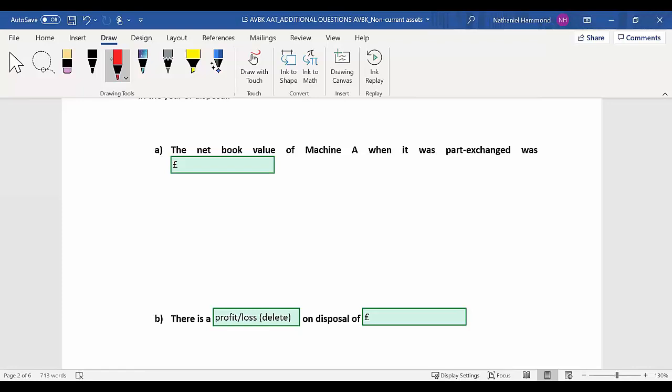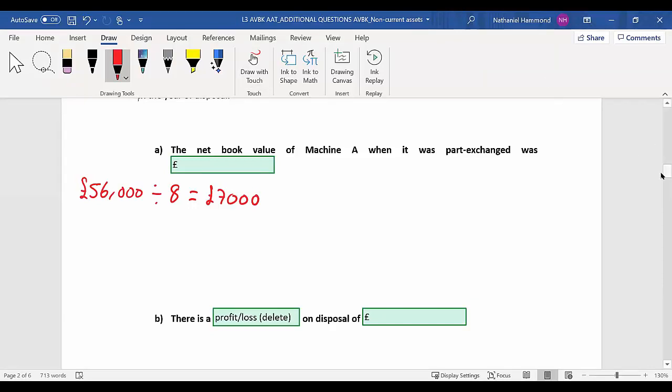In this instance, we've got the value of our asset, which is £56,000, divided by 8 years, which is what we were told is the useful life. And that should give us an answer of £7,000 per year. So that is our annual depreciation charge.